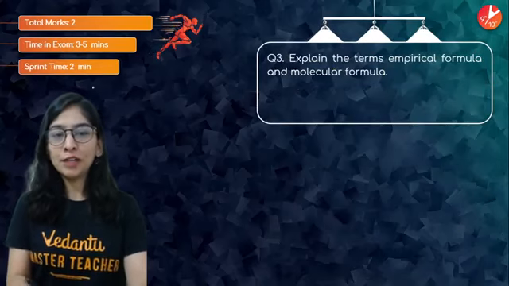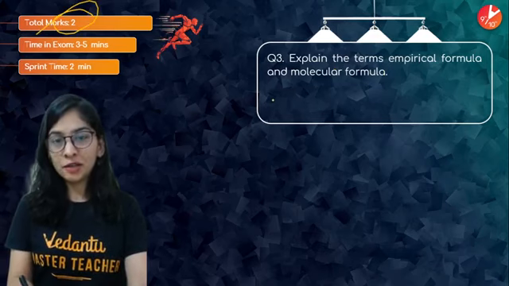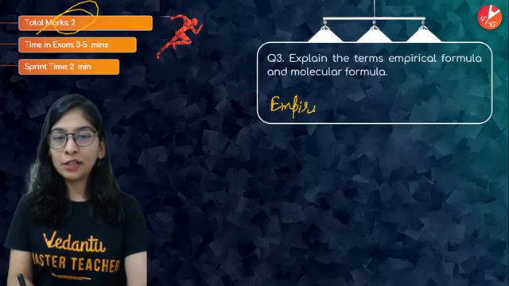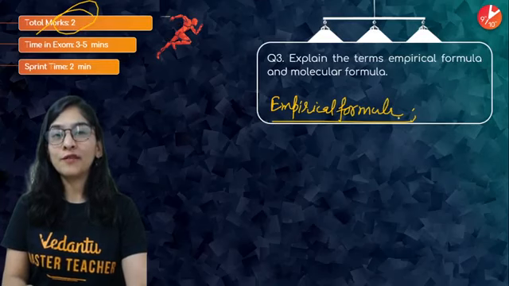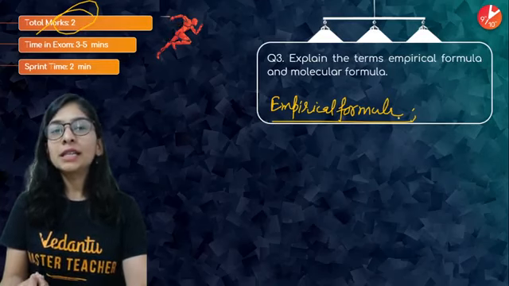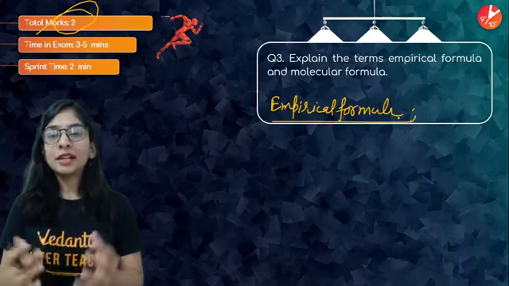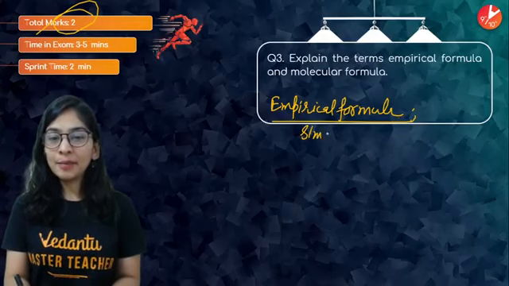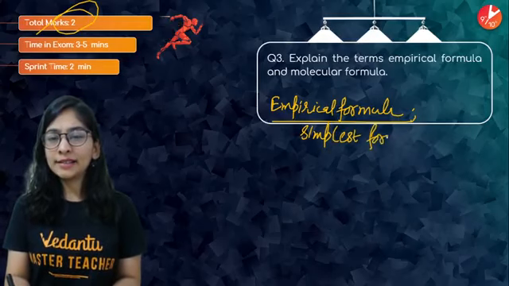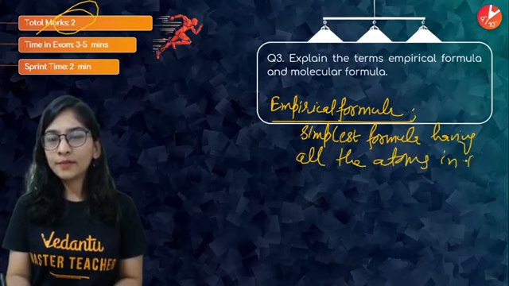Explain the terms empirical formula and molecular formula in 2 marks. 1 mark for each explanation. When I talk about empirical formula, that's something that depicts the simplest formula of a compound. When you have a compound, when you have a molecule, and you write its number of atoms in simple whole number, that is what the empirical formula is. That's the simplest formula. In what sense? Having all the atoms in the molecule in what?